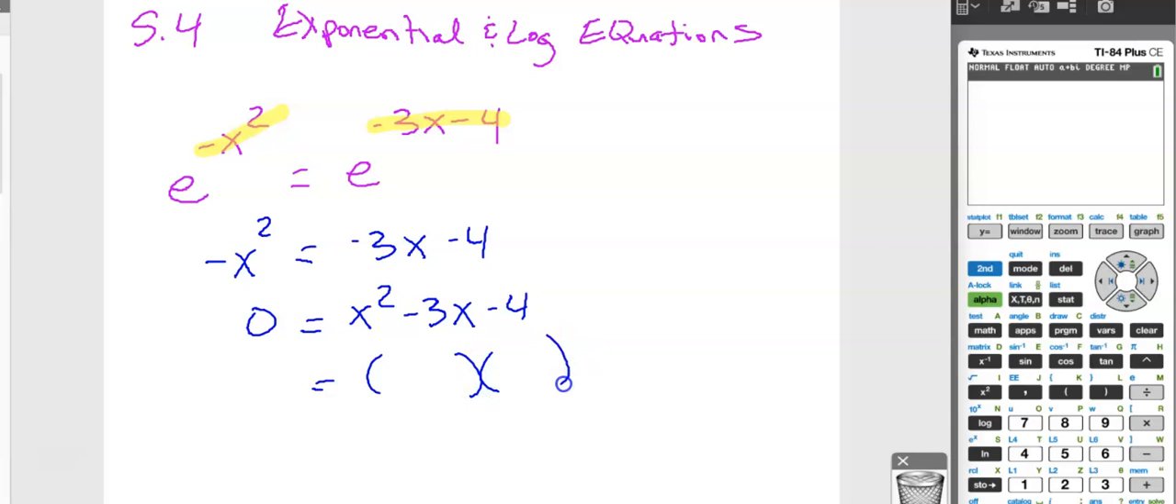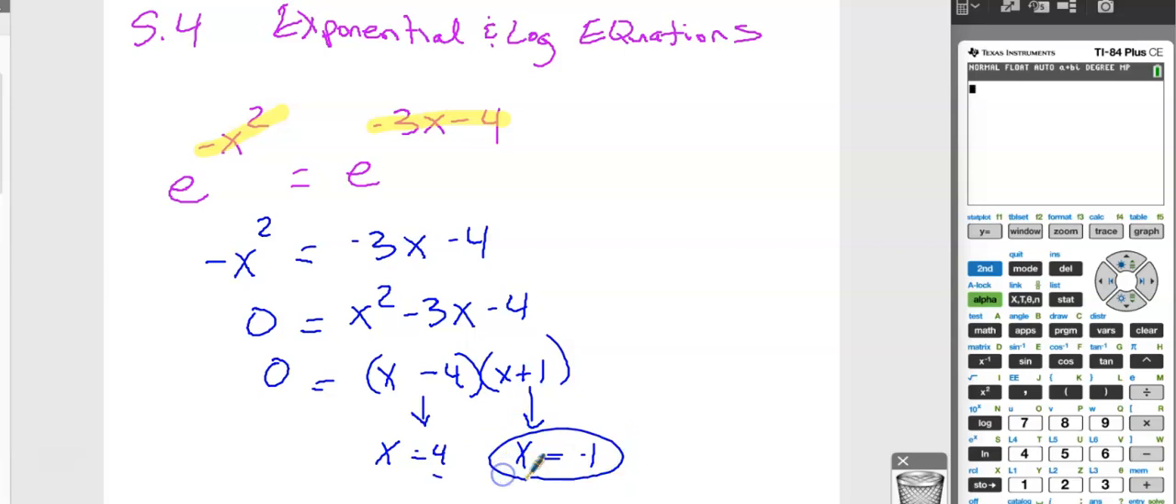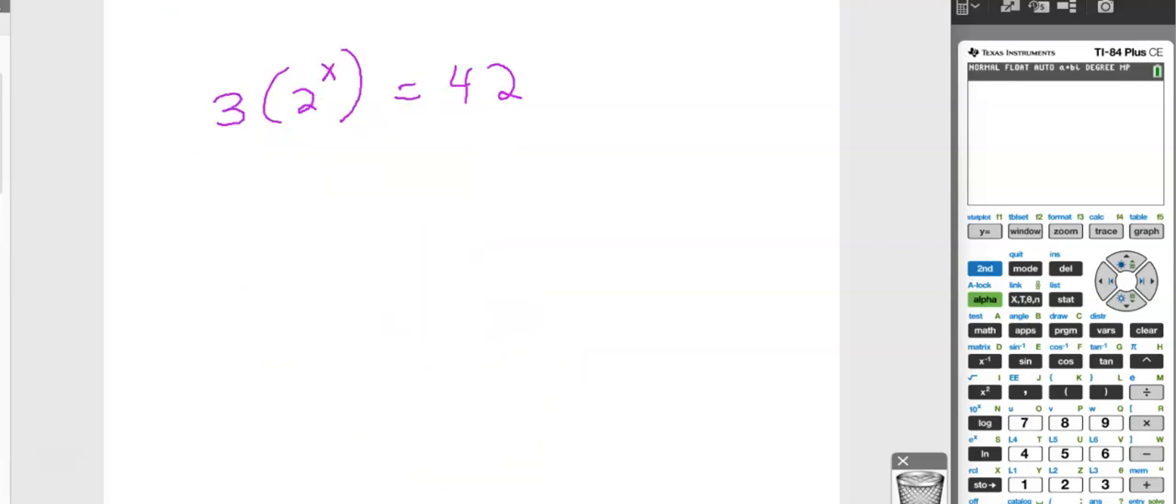Then factor. So x equals 4, and x equals -1. Now, I want to emphasize this. You should always check your answers to make sure they work. Sometimes even though I got two answers, it doesn't mean both of them actually work. So just a general suggestion, you always check your answers. Which, by the way, both of those did work on that problem.